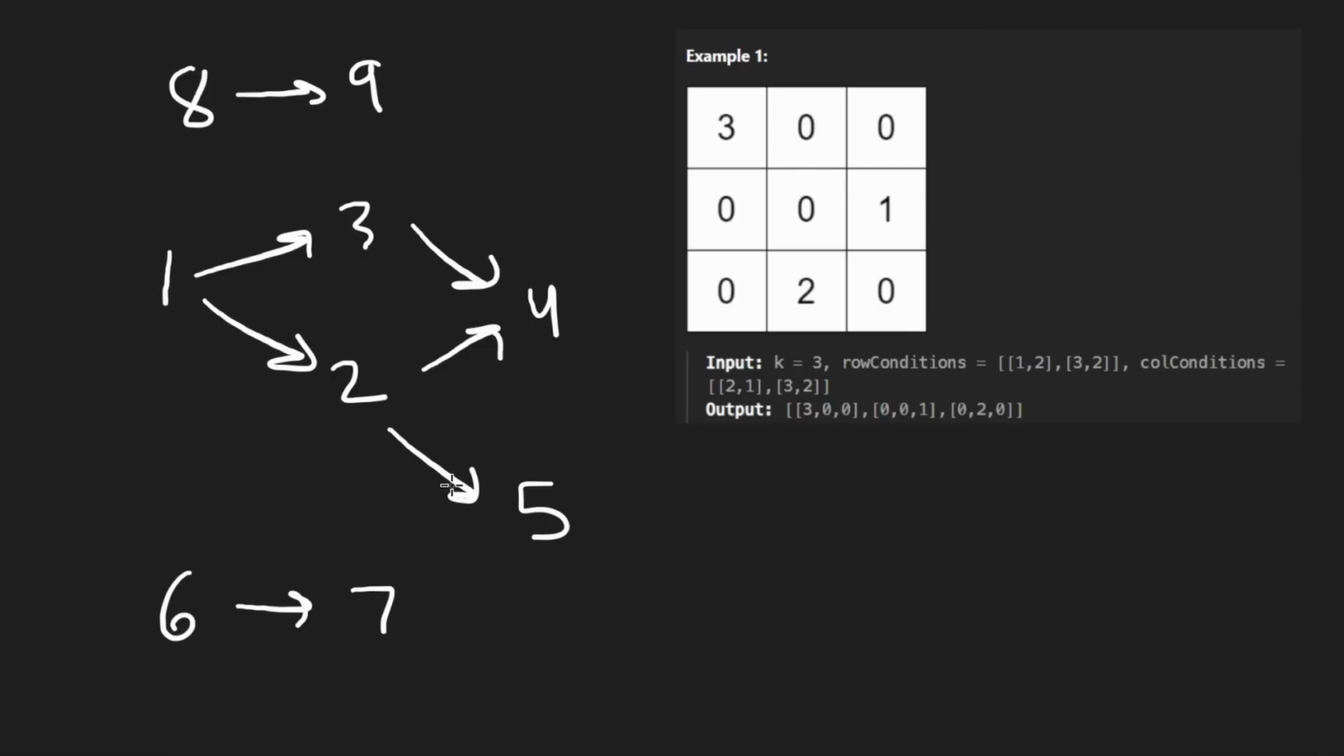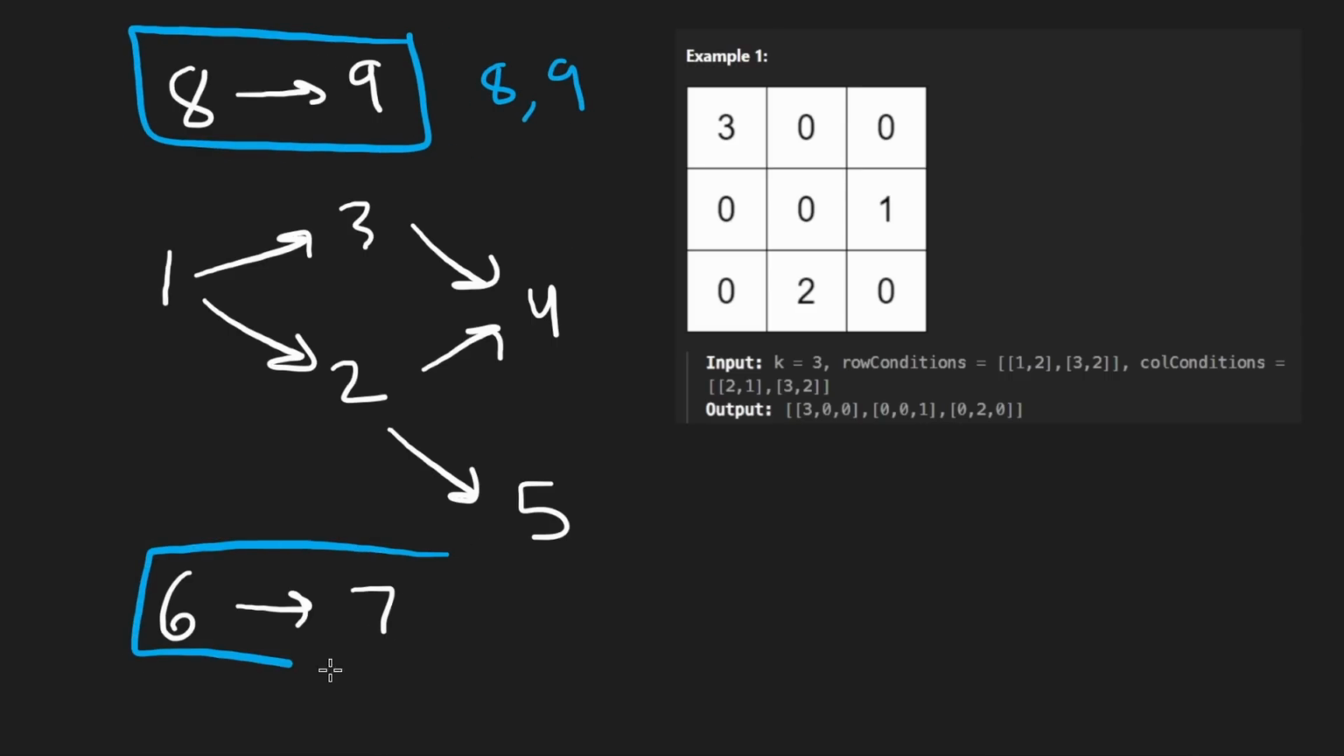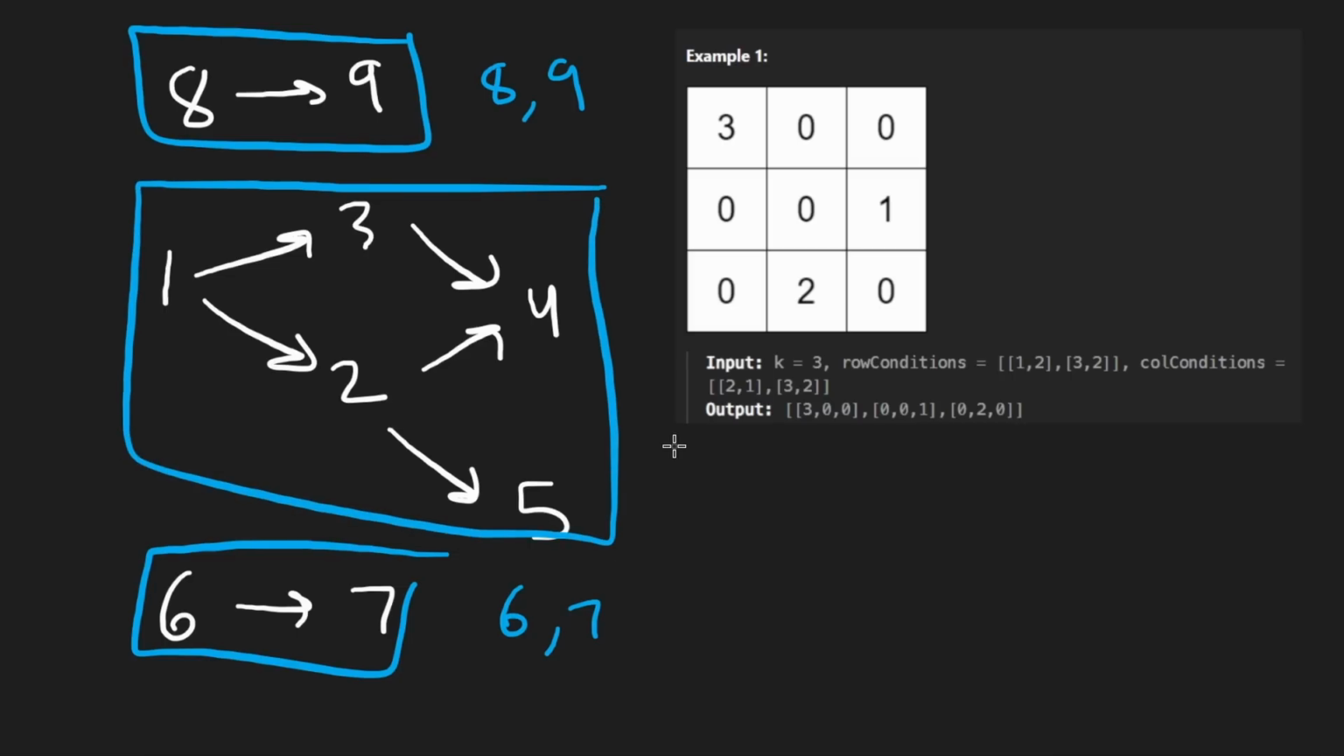How is topological sort going to work? Well, basically, these ones are pretty straightforward. The topological sort of this would just be 8, 9. The topological sort of this would just be 6, 7. The topological sort of this would be more interesting. There'd be more choices here.